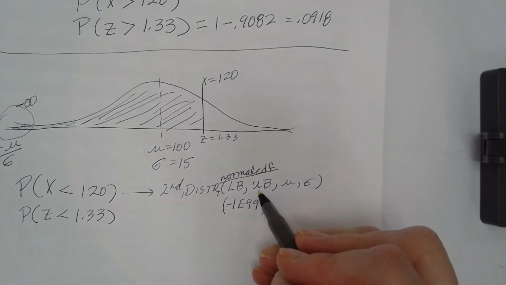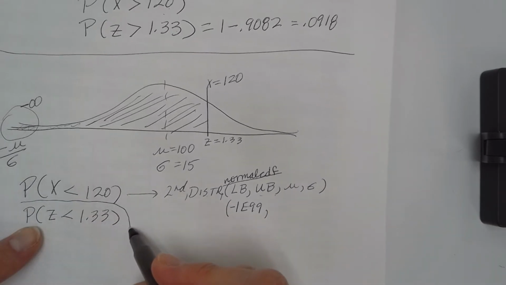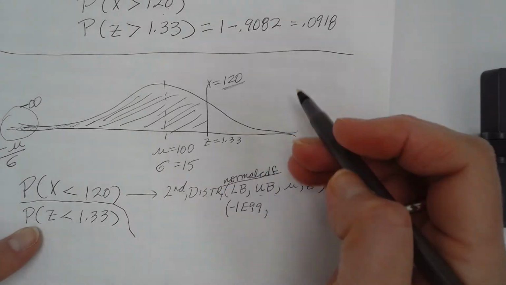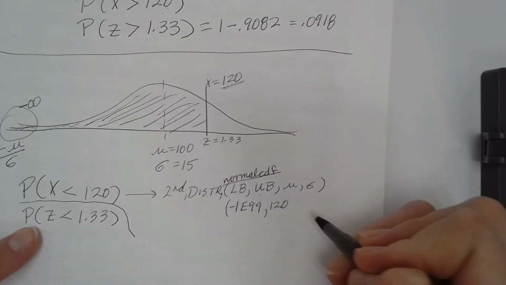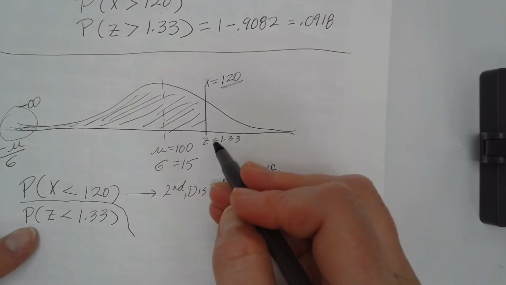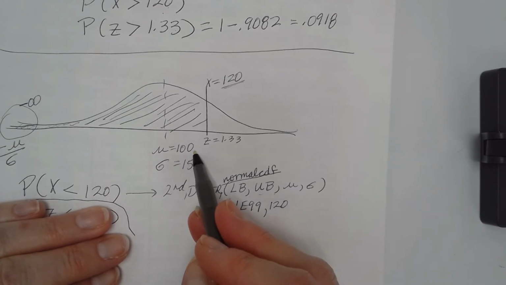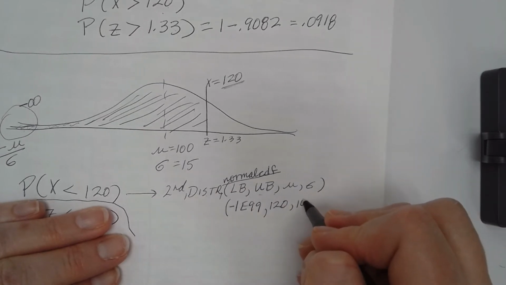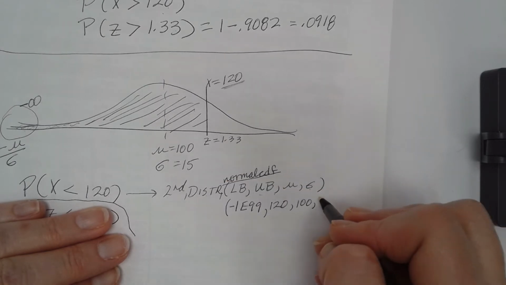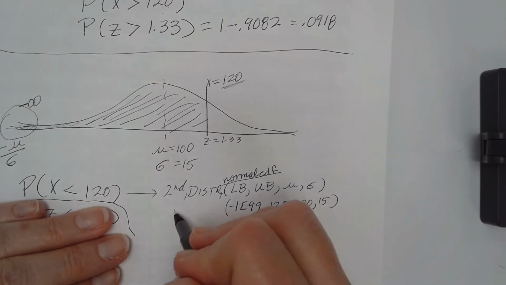Okay, the upper boundary, because we're using the x's right now, we're not using the z's, is this x equals 120. And then because that is an x value, and I didn't change it to z yet, I use the mean that was given to me of 100, and the standard deviation that was given to me of 15. Okay, so when you do that, what do you get?